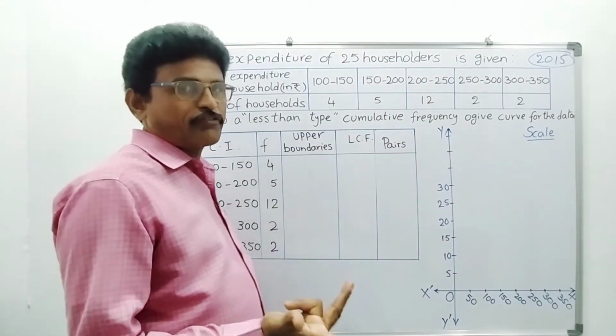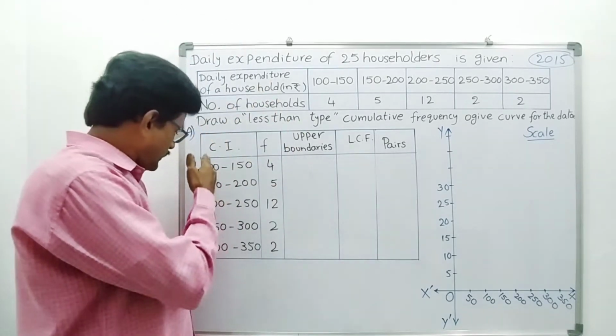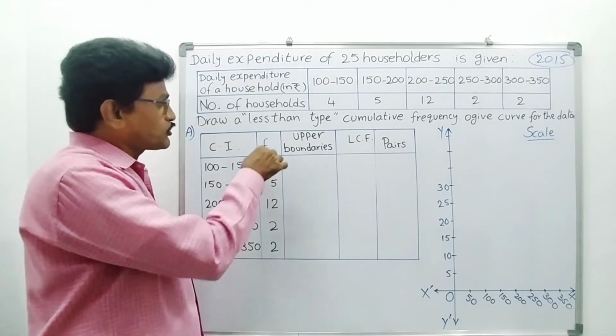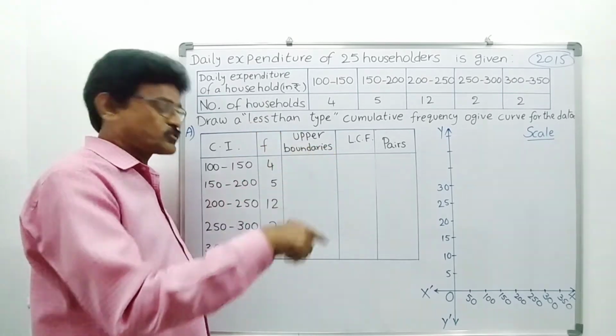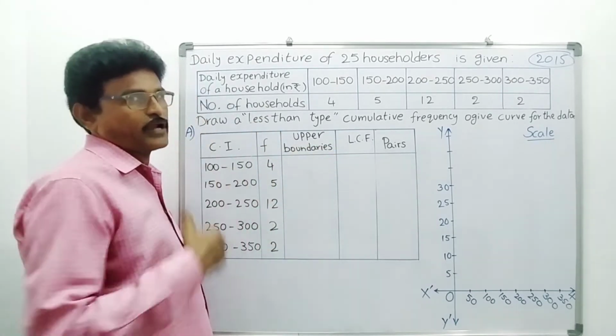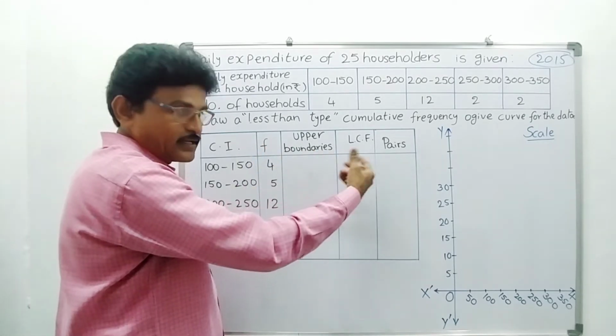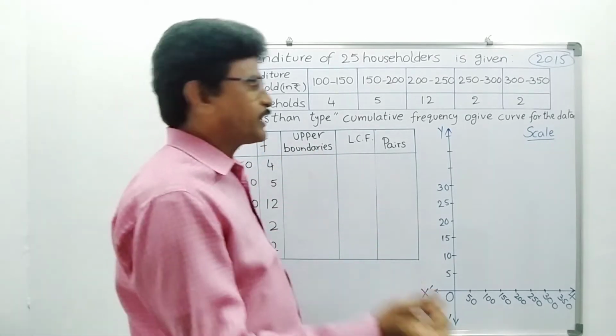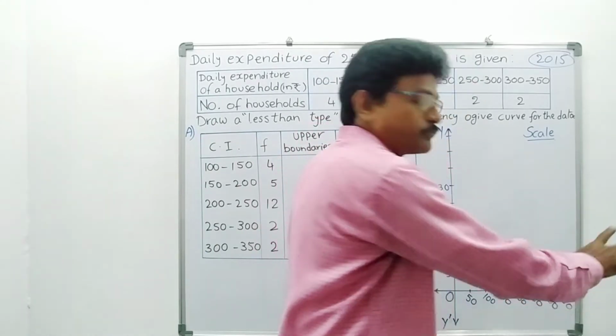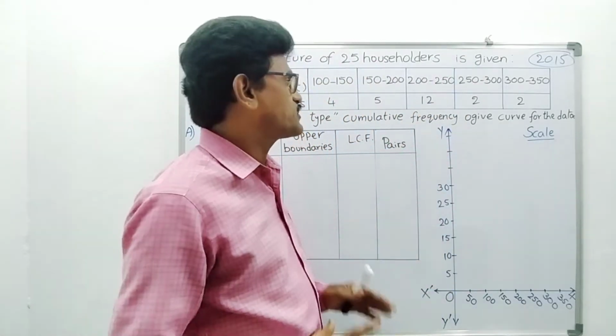Suppose greater than cumulative frequency curve, that time we need only lower boundaries and also greater cumulative frequency, from bottom to top we have to add. Bottom to top we are adding means first big numbers and next small numbers are coming. So that time the graph will be from top to bottom, right? These two are differences you have to remember.